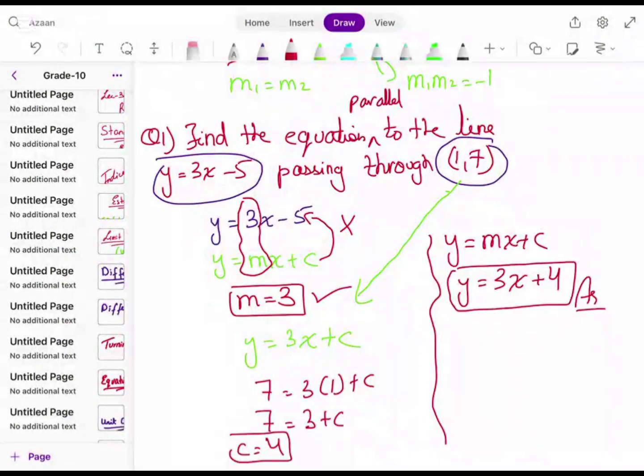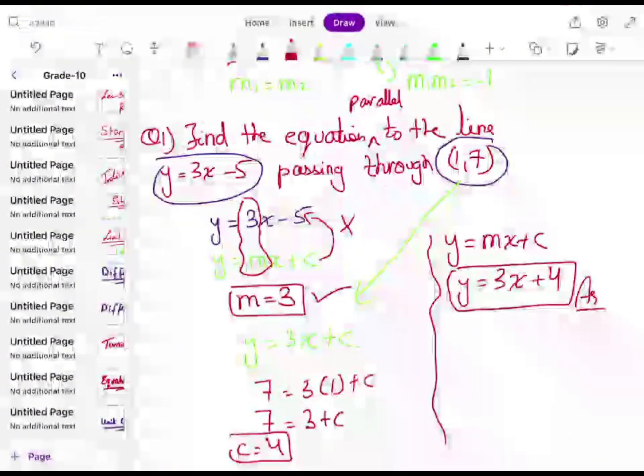Yes. Any confusion? Okay. Everything is clear? Yes.